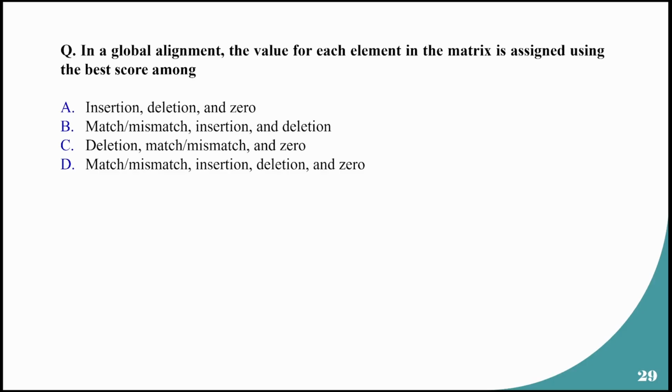Yeah, so I see some B answers in the chat. For global alignment, if you look into the algorithms, you will see that the match mismatch score is considered, and indels, insertion and deletion, are also considered, but in this particular case, zero is not there. The zero part comes in the local alignment algorithm, not the global one. So for the global alignment, it is match, mismatch, insertion, deletion. We will also see what the zero indicates, or how it is incorporated in a local alignment algorithm, when we talk about the Smith-Waterman algorithm.